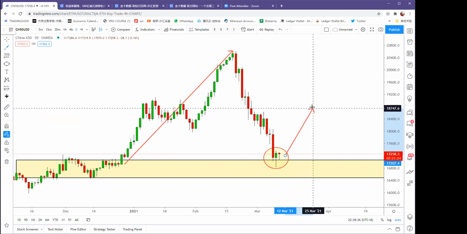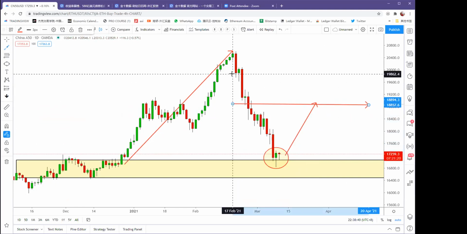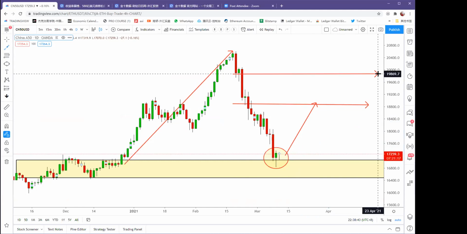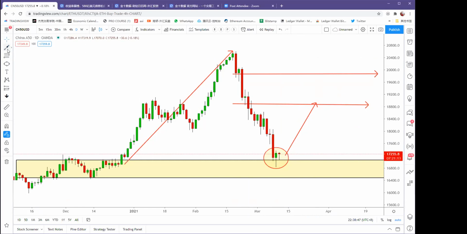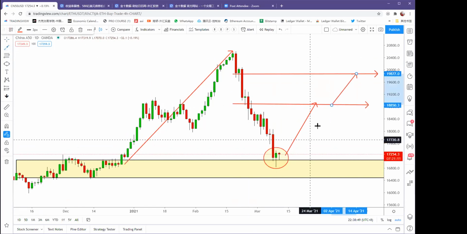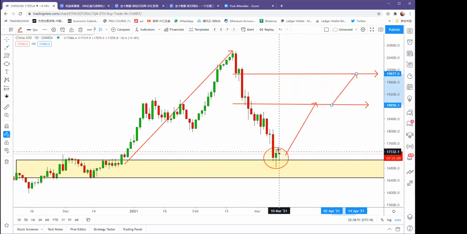The next wave will go to 18,000 around here. Two targets; the second target will be 19,000. So you can use these two places to give you targets for the A50, and this looks good. Quite a convincing reversal signal: pin bar plus inside bar.